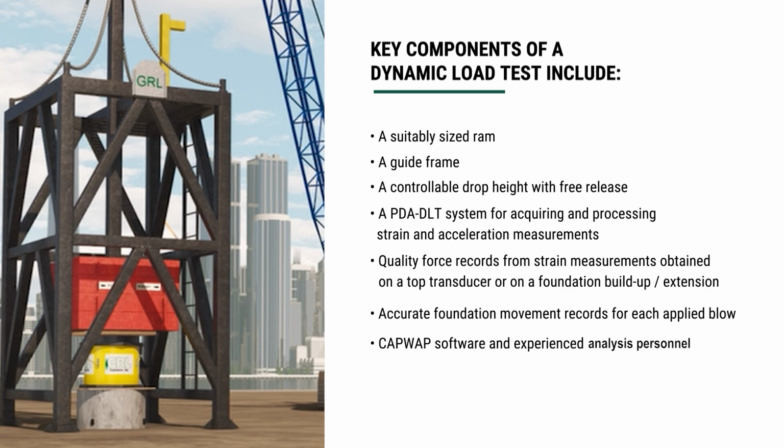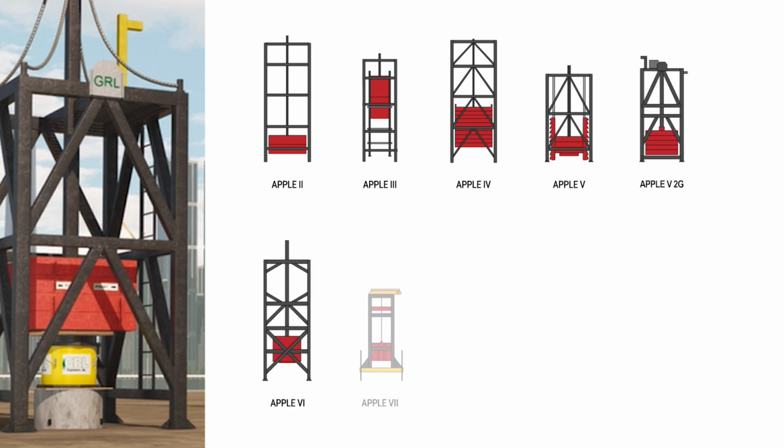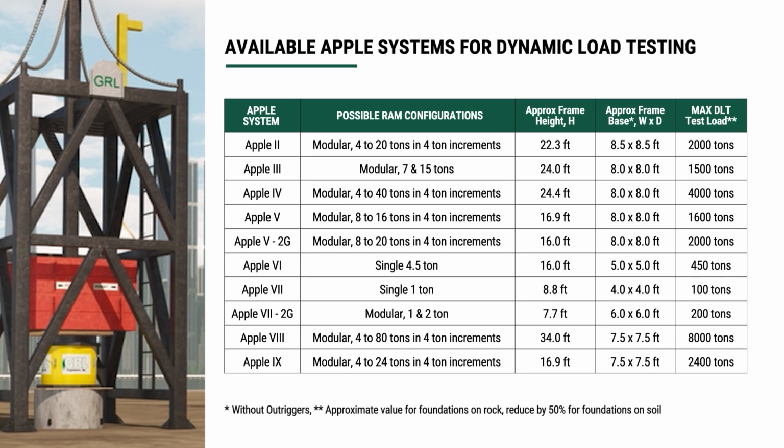In soil, a minimum ram weight of 2% of the required ultimate capacity is recommended, while in rock, a minimum ram weight of 1% of the required ultimate capacity is recommended. Various GRL Apple systems are available to suit project needs, with ram weights ranging from 1 ton to 80 tons.